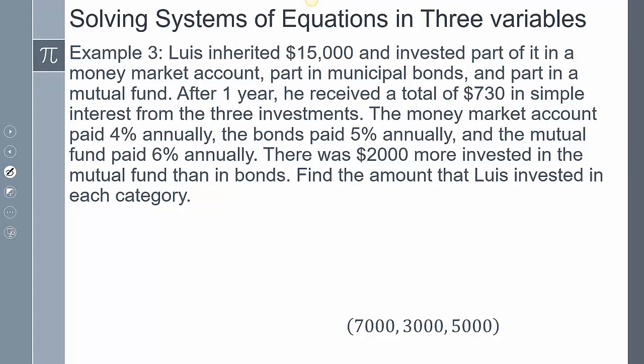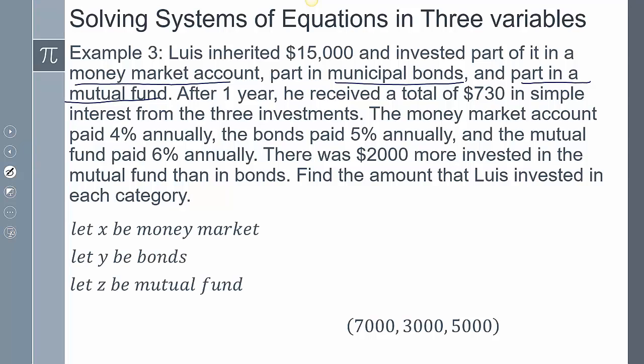Example number 3 says Luis inherited $15,000 and invested part of it in a money market account, part of it in a municipal bond and part of it in a mutual fund. So I have 3 different types of accounts: my money market, municipal bond, and mutual fund. That means already I can start establishing that there's going to be 3 different variables. I can say that X is the money market account, Y is going to be the bonds, and Z is going to be the mutual fund.